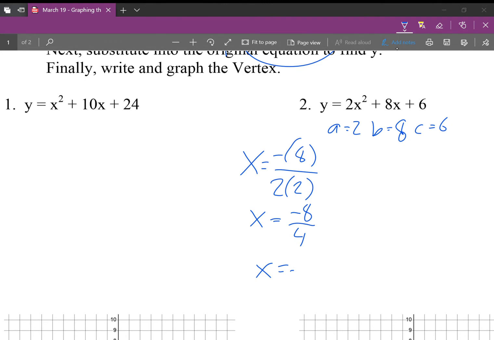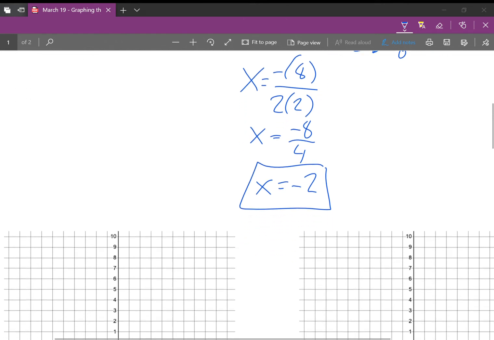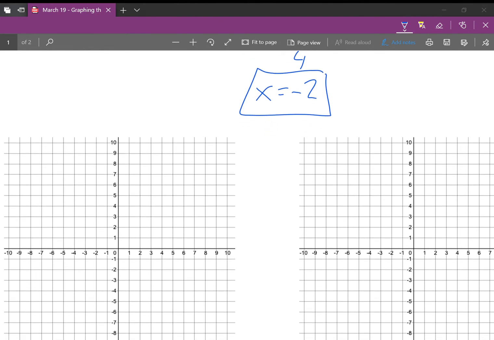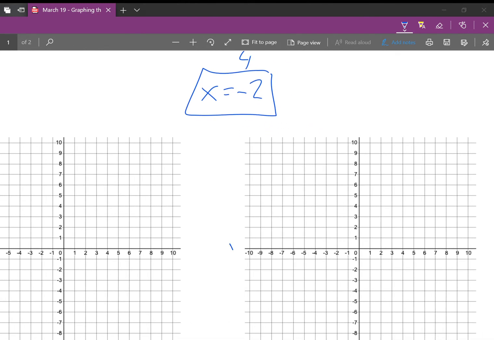And so what does that tell us? That tells me that to find my vertex, I'm going to plug in negative 2. But before I do that, since this is the axis of symmetry, I'm going to go ahead and graph that right now. Now, the equation x equals negative 2 is actually the equation of a vertical line. So in this case, I'm going to look at my graph. I know that this is the x-axis, so I'm going to find negative 2. I'm not going to put a point here. What I'm actually going to do is draw a vertical line. It's going to be a dotted line.